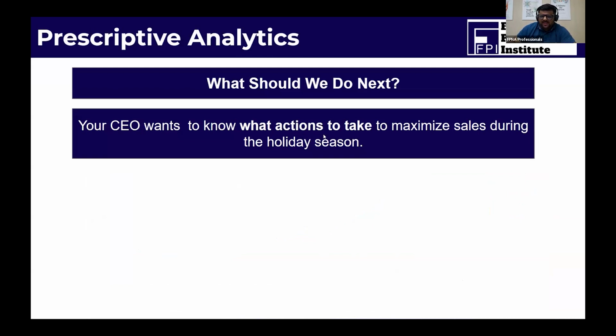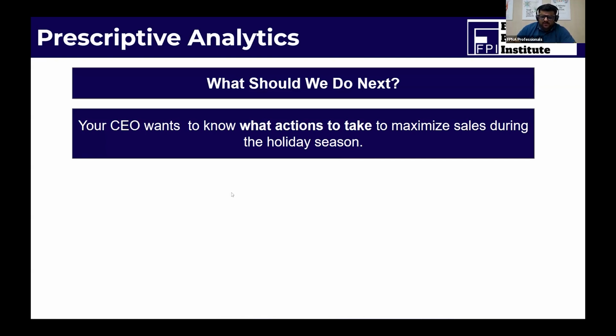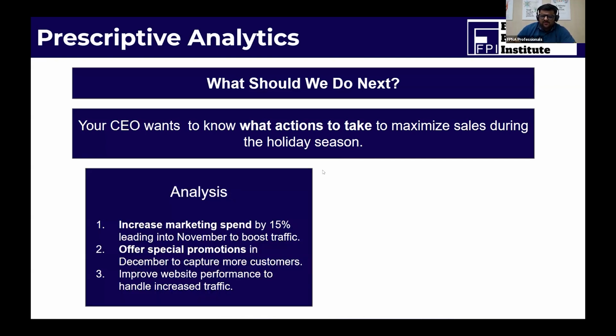Your CEO wants to know what actions we can take to maximize sales during the holiday season. He's not very happy with the 20% increase. He wants to see what we can do to maximize sales during that November, December period. So you will look at all the analysis that you've done in the descriptive, diagnostic and predictive stages, the first three stages, and then, along with your understanding of the business and the conversations you have with the sales and marketing teams, you will agree upon a strategy for what you should do next to be able to grow more than 20% for the next 2 months or the next quarter.